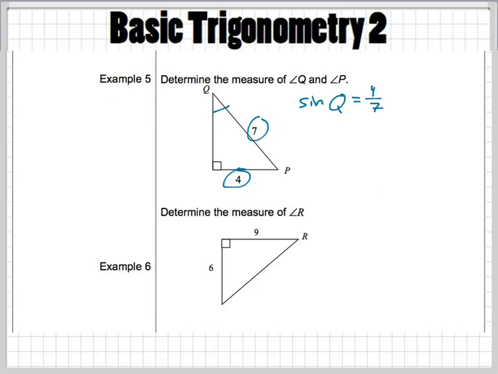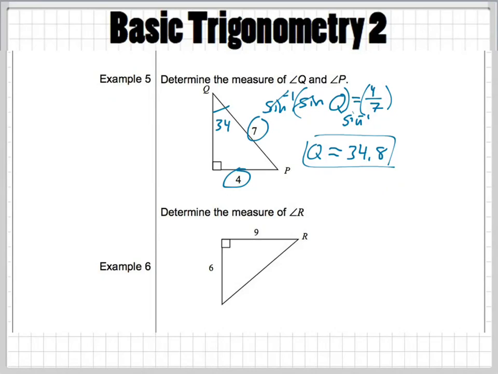And then to do this, we have to take the inverse sine of both sides. So I'm just going to go sine to the negative 1. And that cancels those out. And I have to do the inverse sine of that. And so I have Q is approximately equal to inverse sine of 4 divided by 7. Alright, I got 34.8. Alright, so that's my Q. That's my Q, get it?